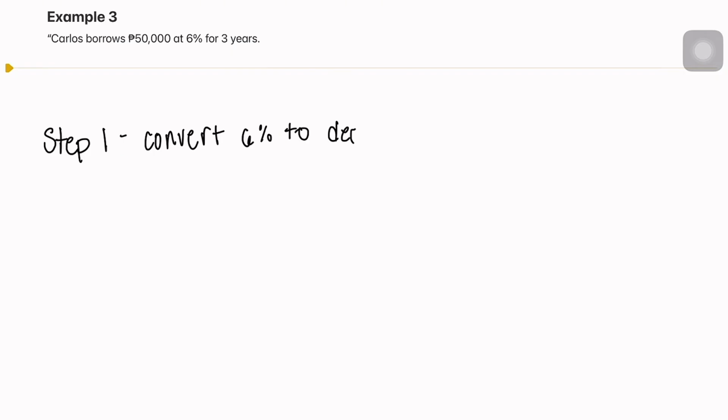Moving on to our example number 3, Carlos borrows 50,000 pesos at 6% for 3 years. Just like the two examples that I gave you, it is the same process. Step 1 is converting our percent to decimal. Step 2 is substituting into our formula. And lastly, step 3 is multiplying each value.